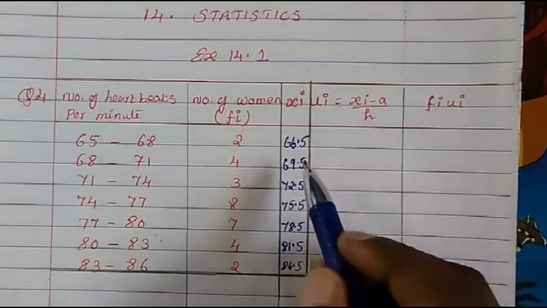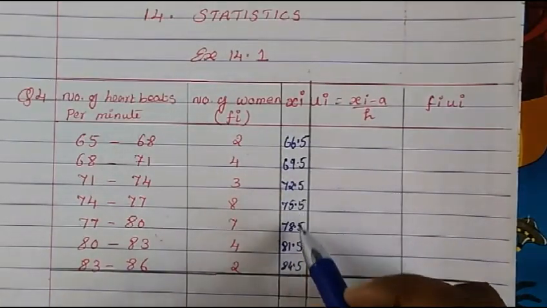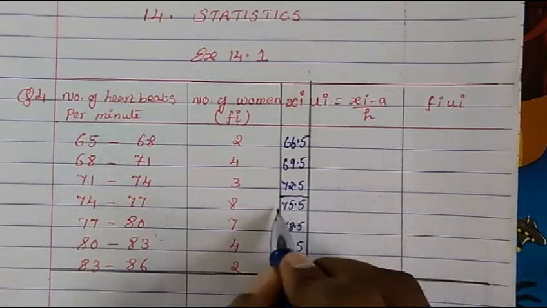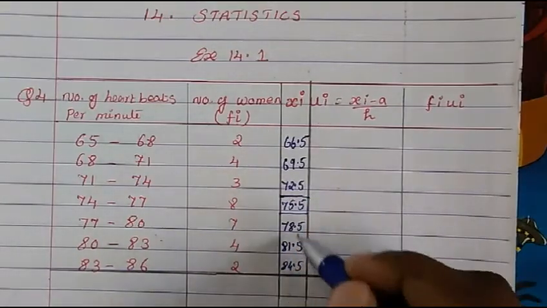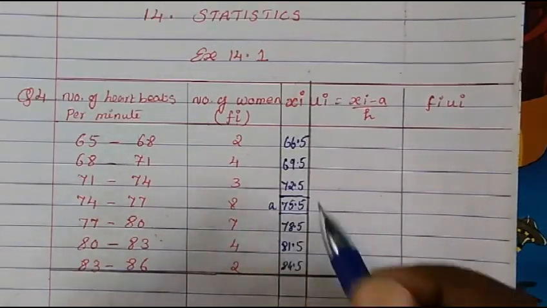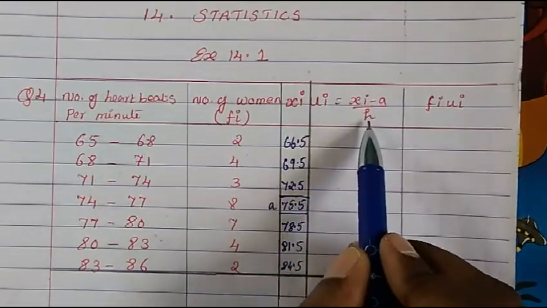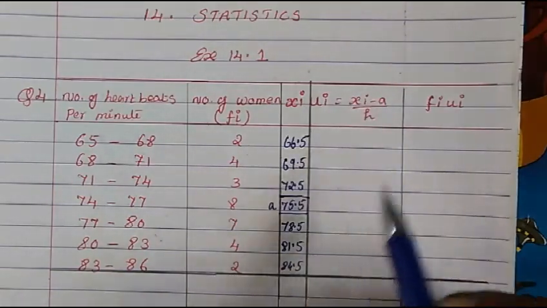So a we have to find out. a means assumed mean. Exactly at the center you have to see. 1, 2, 3, 4, 5, 6, 7 numbers are there, so exactly at the center this will be coming. This number is exactly in the center: above 3 numbers, down 3 numbers. This is the center value, so this becomes our a. Now you know a, you know xi, and the class interval we also know. So you can calculate this way and write the ui.